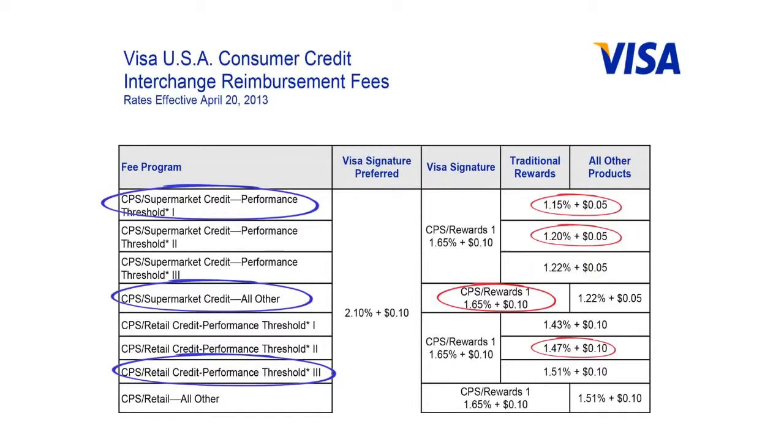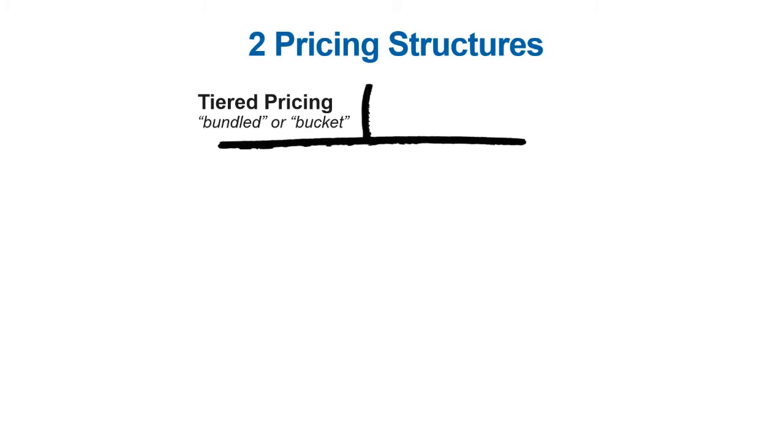was presented. Let's look at two main pricing models and the components of both of them. Most providers will offer the following price structures. Number one, tiered pricing, also known as bundled or bucket pricing. And the second is Interchange Plus, also known as Cost Plus or Pass-Through pricing. In order to compare these two pricing models, let's first look at how the two pricing structures are related.